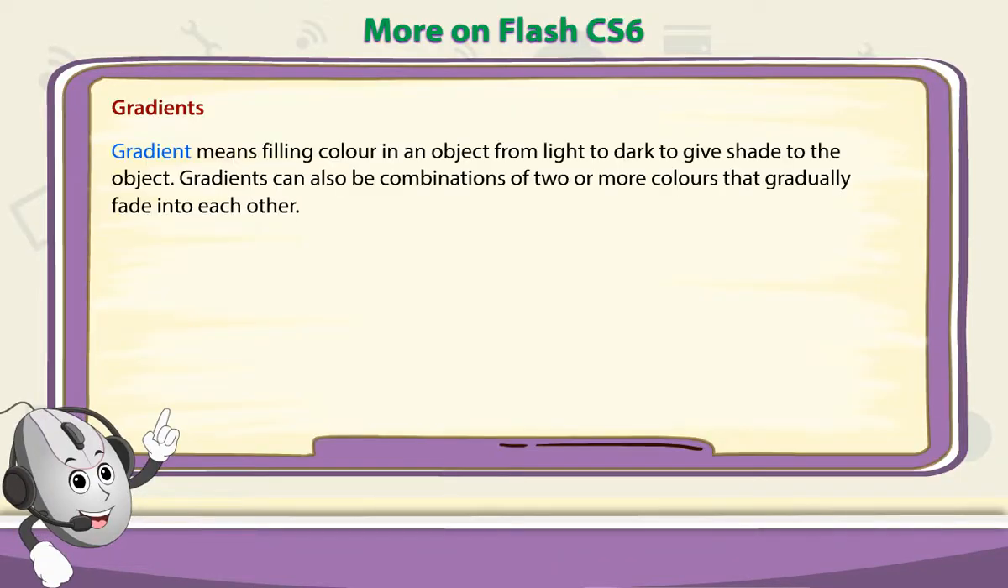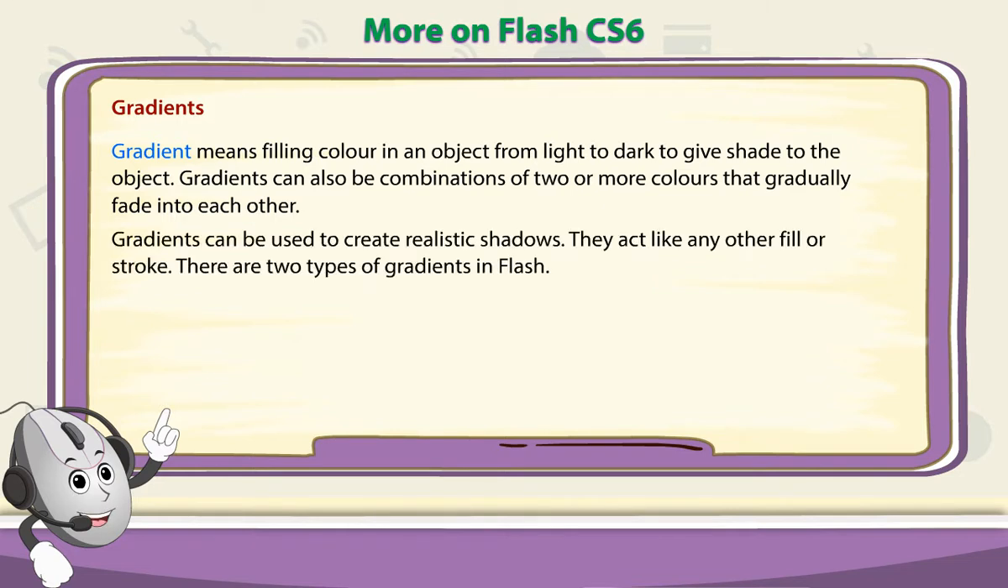Gradients. Gradient means filling color in an object from light to dark to give shade to the object. Gradients can also be combinations of two or more colors that gradually fade into each other. Gradients can be used to create realistic shadows. They act like any other fill or stroke.